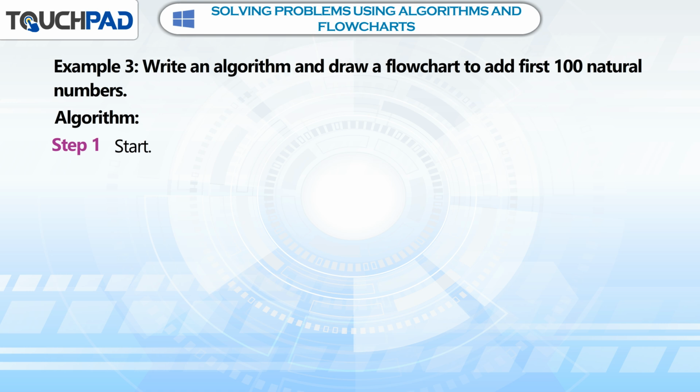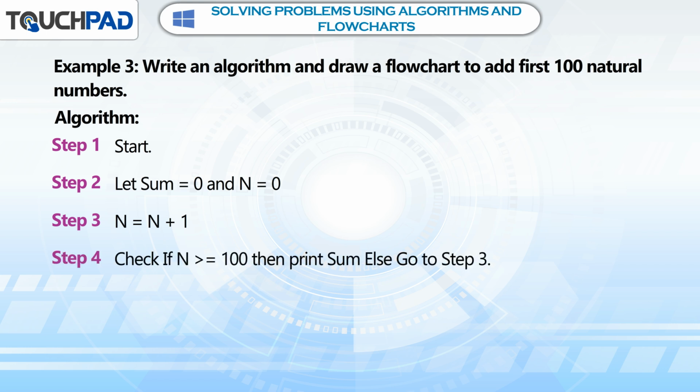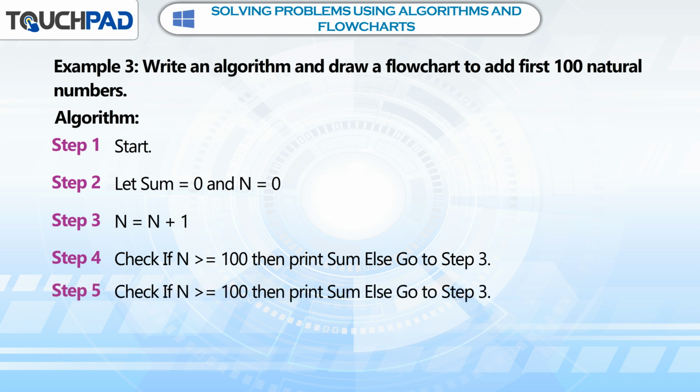Algorithm. Step 1. Start. Step 2. Let sum is equal to 0 and n is equal to 0. Step 3. n is equal to n plus 1. Step 4. sum is equal to sum plus n. Step 5. Check if n is greater than or equal to 100, then print sum, else go to step 3.